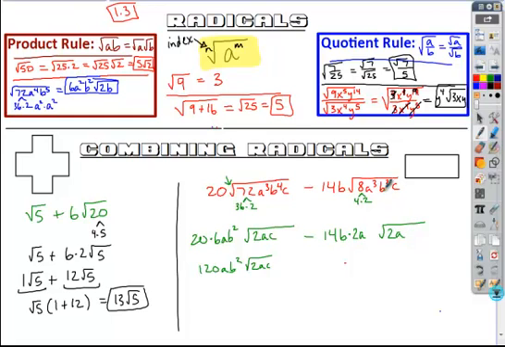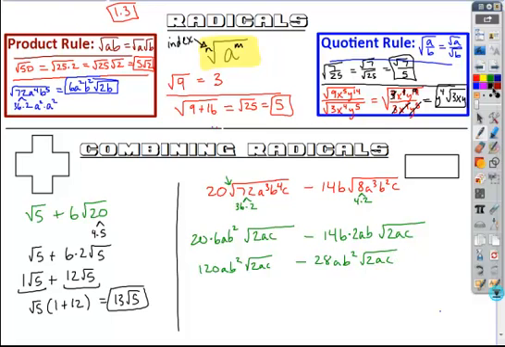How many groups of b's can I remove? 1, leaving how many inside? 0. And how many groups of c's can I remove? Groups of 2 c's? None. So that leaves that c inside. So when I simplify what I have here, 2 times 14 is 28. B, or a, is by itself. B times b is b squared, root 2ac.